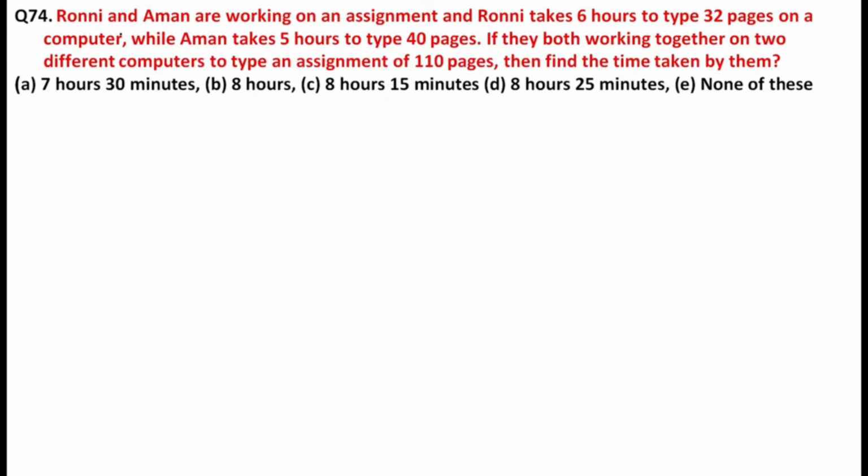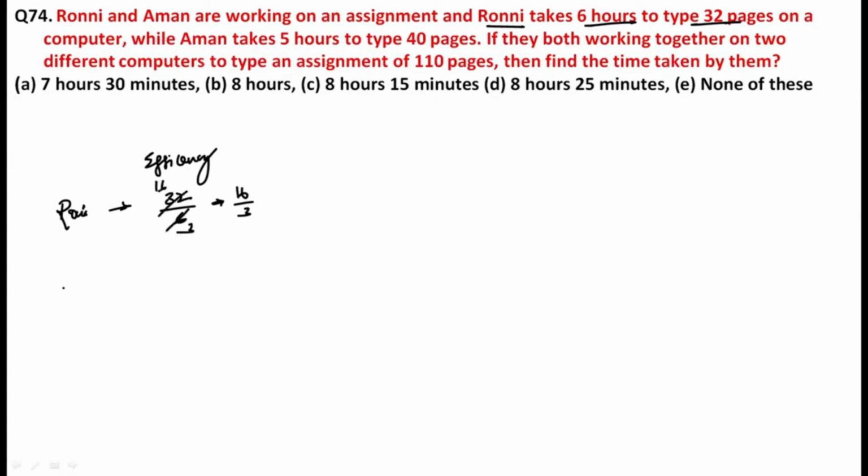Next one. Rooney and Aman are working on an assignment. Rooney takes 6 hours to type 32 pages. What is the efficiency now? The efficiency of the person Rooney: they completed 32 pages in 6 hours, so 32 by 6. That is the efficiency. So now the value becomes 16 by 3. Can cancel.